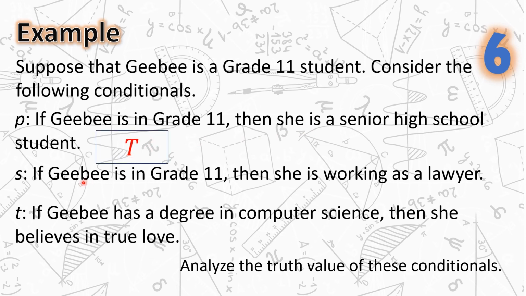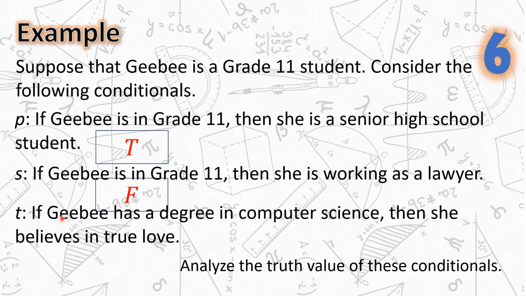Next, the hypothesis is true, GB is in grade 11. The conclusion, she is working as a lawyer, is false, since GB is still a student. So the hypothesis is true, the conclusion is false. By the truth matrix, this conditional is false.